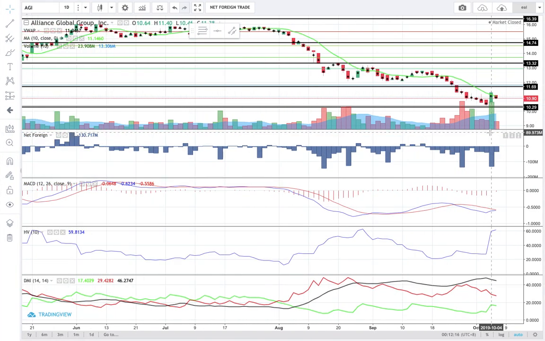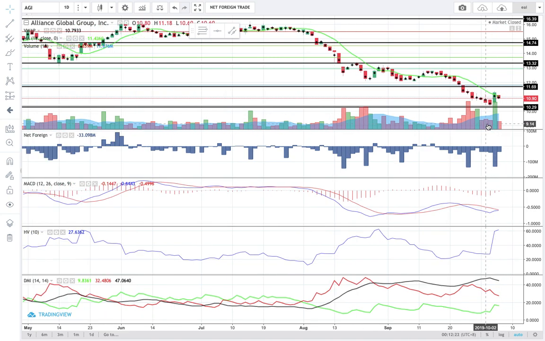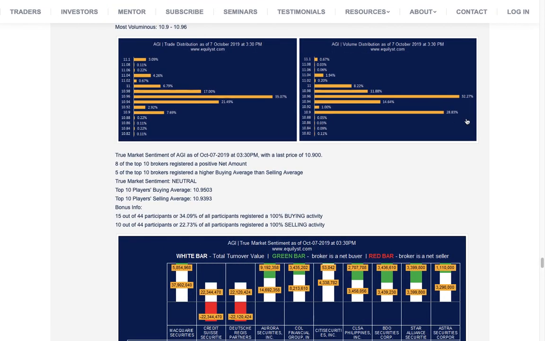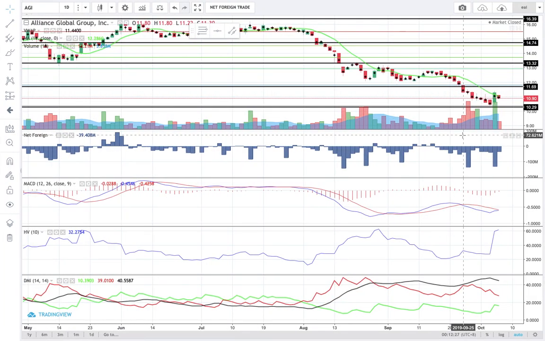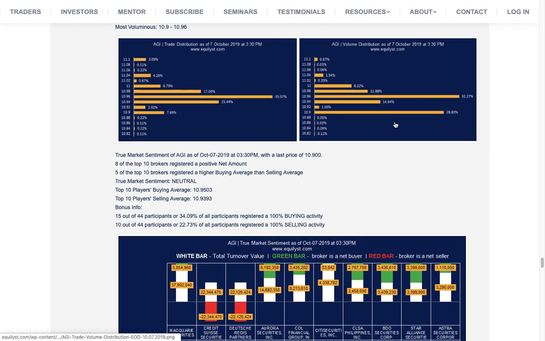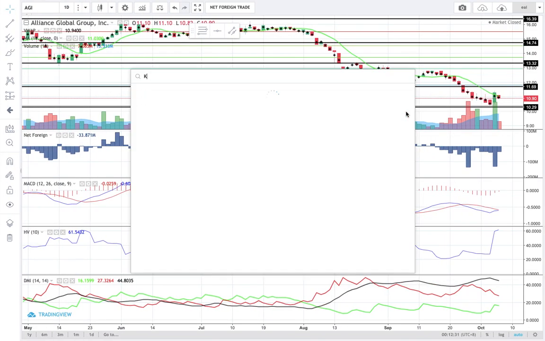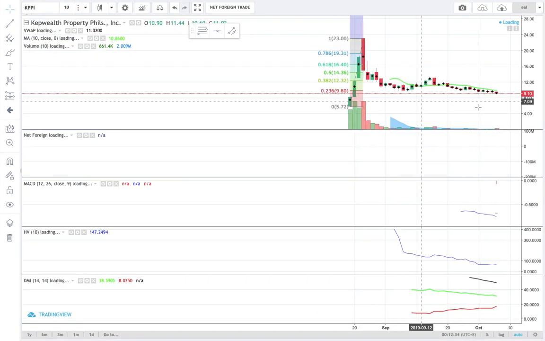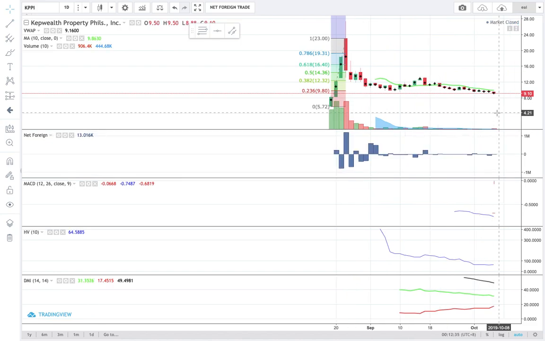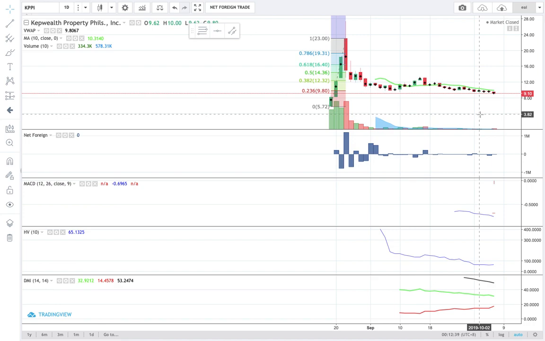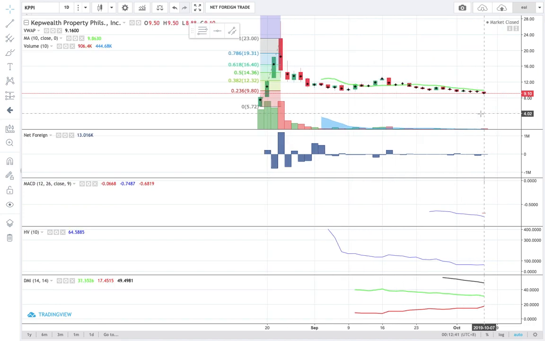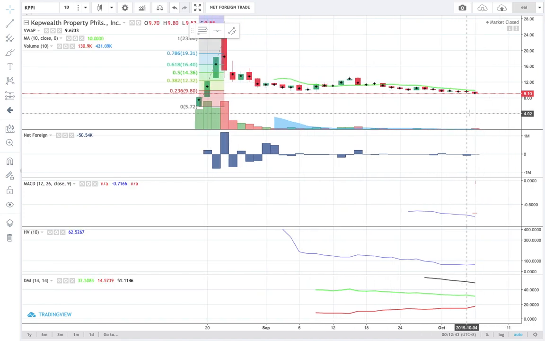I hope none of you have AGI in your portfolio. If you're planning to enter a new position, please cancel that plan for now. Cancel it. Okay? The 10 MACD combo is also bearish. Next, KPPI. It closed today at 9.10. Resistance is near 9.8. Support is at 5.7. And the 10 MACD combo is also bearish.